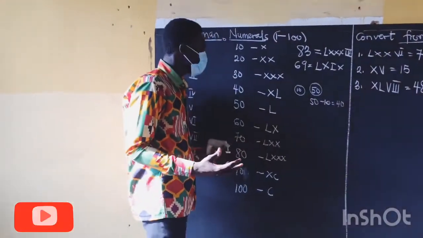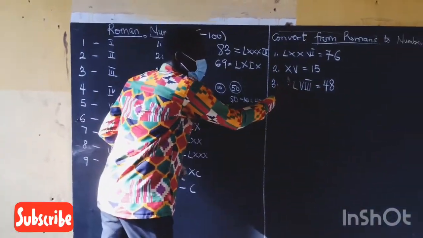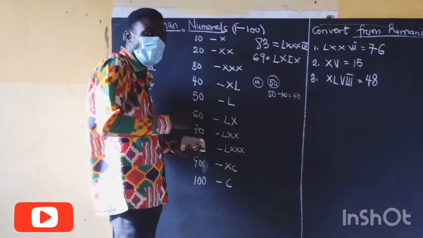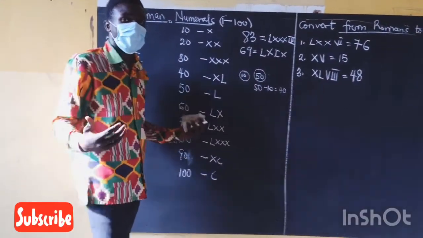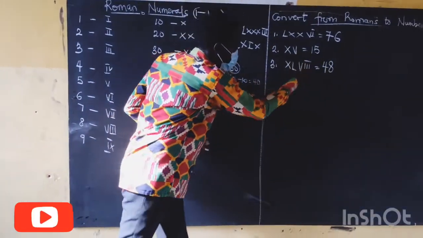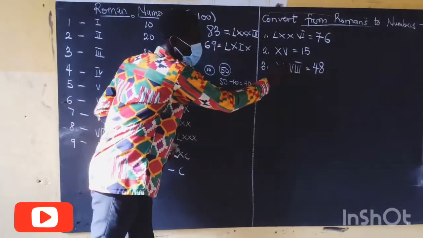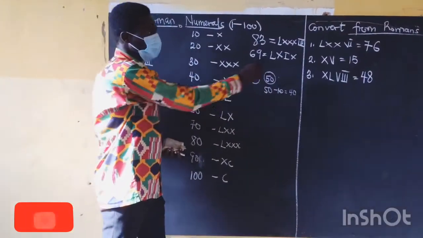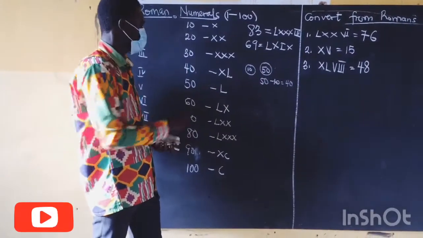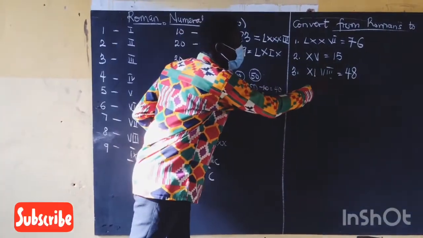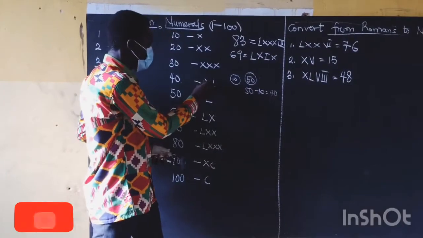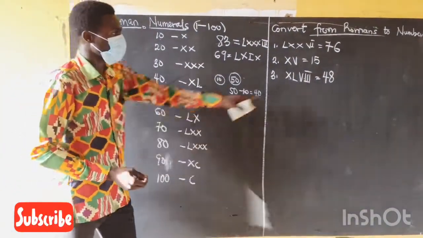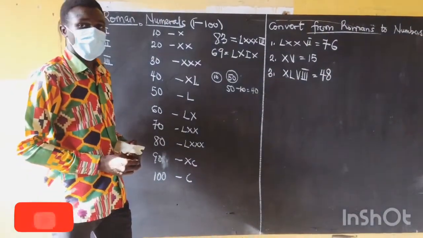So whenever you see that the Roman numeral in front of any number is smaller than the one there, then you subtract this one from this. When you look at the chart, XL stands for 40. So if you have XLVIII, then VIII, which is 8, gives me 48. So that's the number for this Roman numeral.